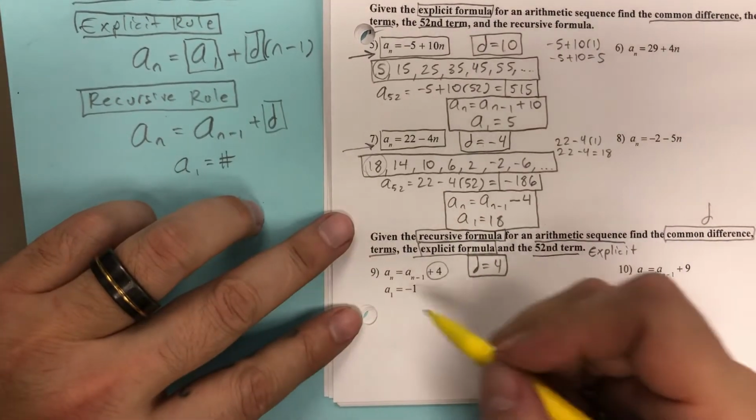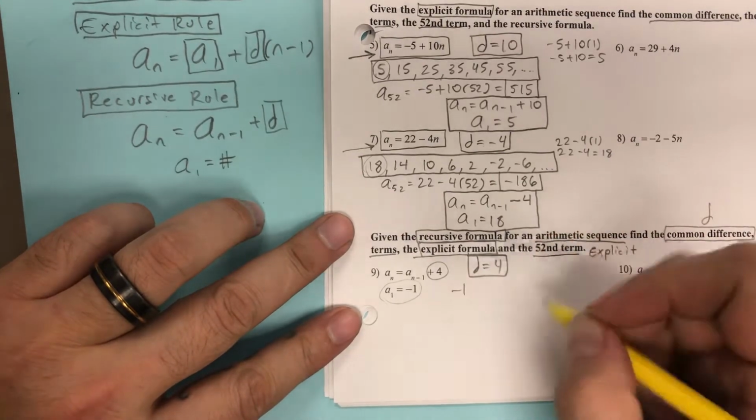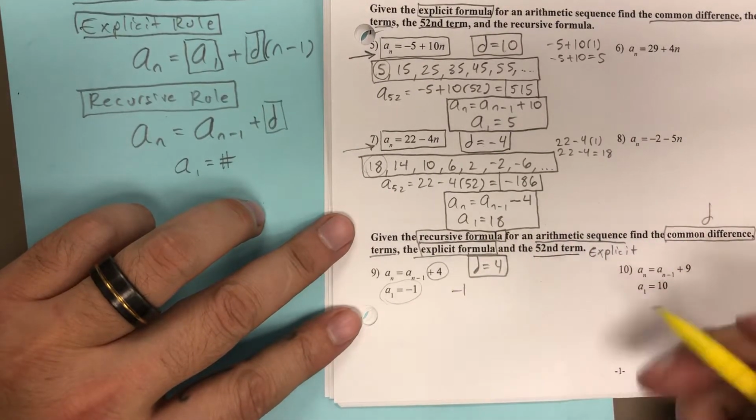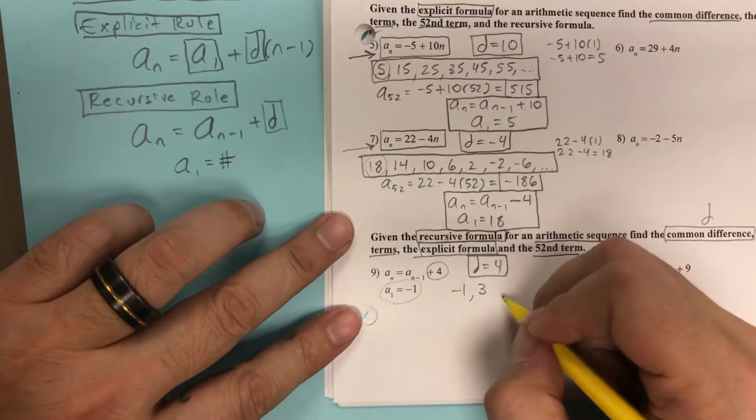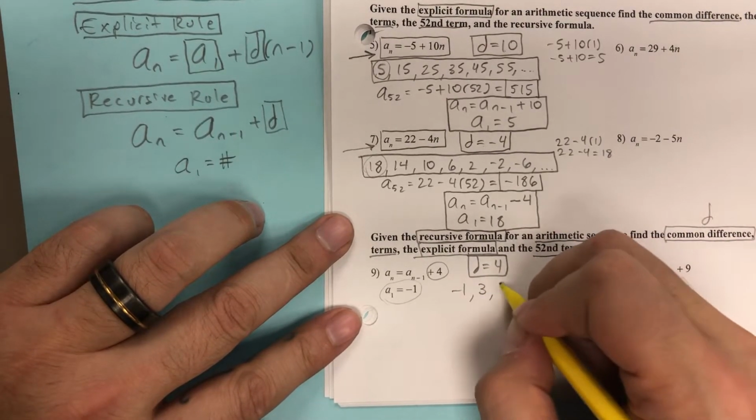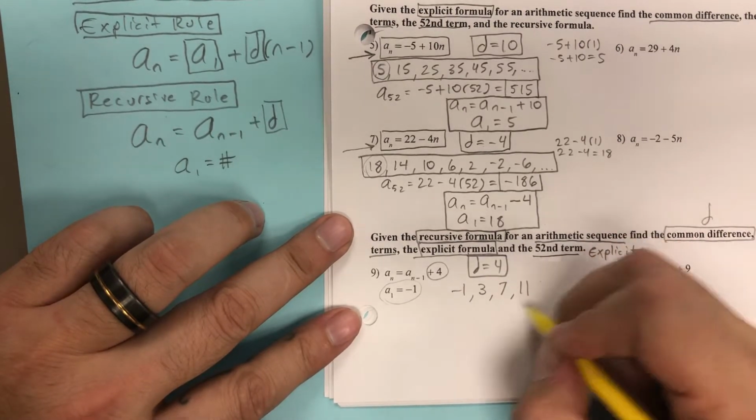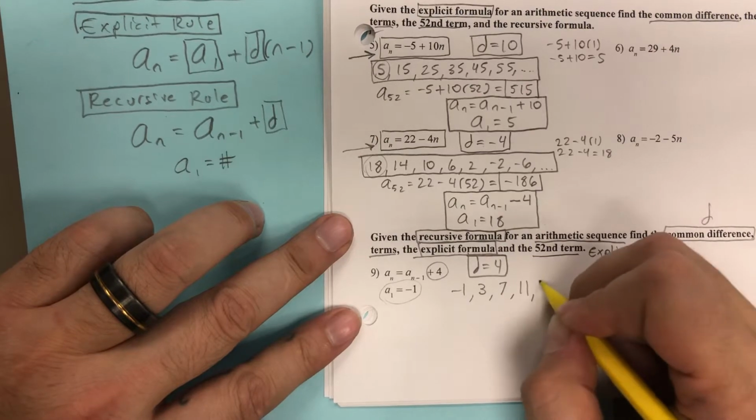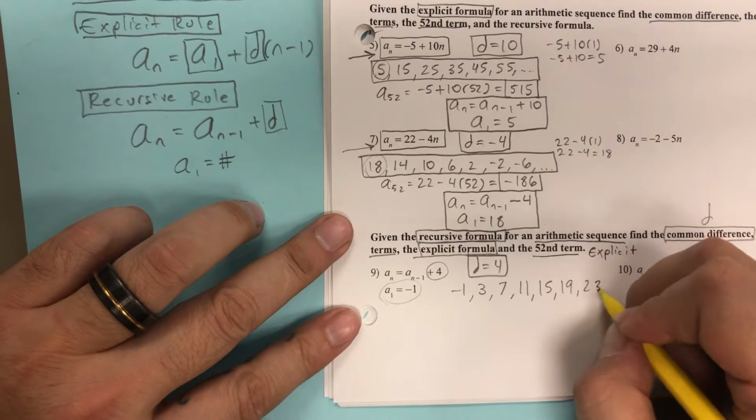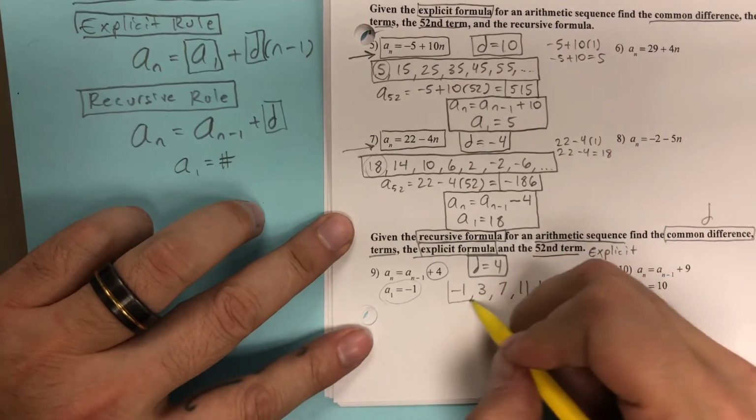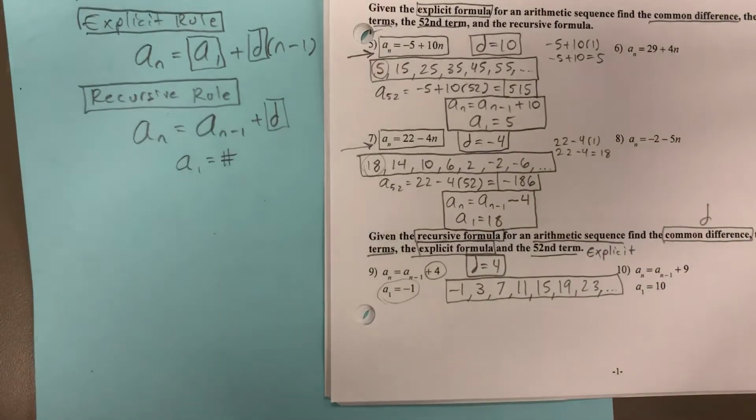Find the first 3 terms. The nice thing is they give you the first term, -1. Then they tell you what to do from there. Add 4 to get to the next one. -1 plus 4 is 3. Add 4: 3 plus 4 is 7. Add 4: 7 plus 4 is 11. Add 4: 11 plus 4 is 15. Then plus 4 would be 19, plus 4 would be 23, and so on. There's my sequence. I went a little beyond the first 3 terms, but who cares?